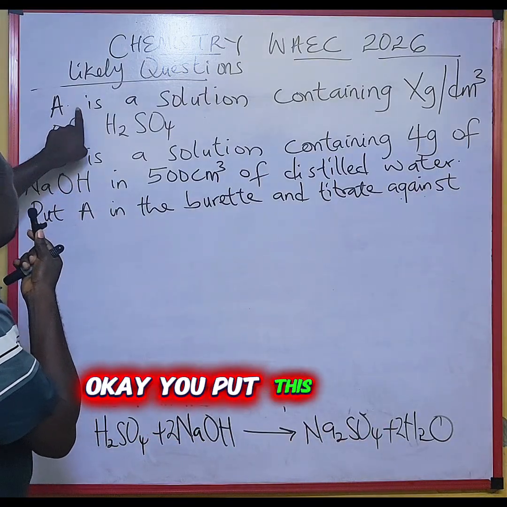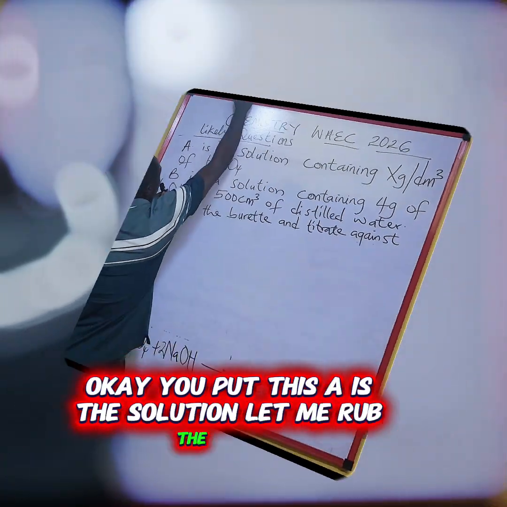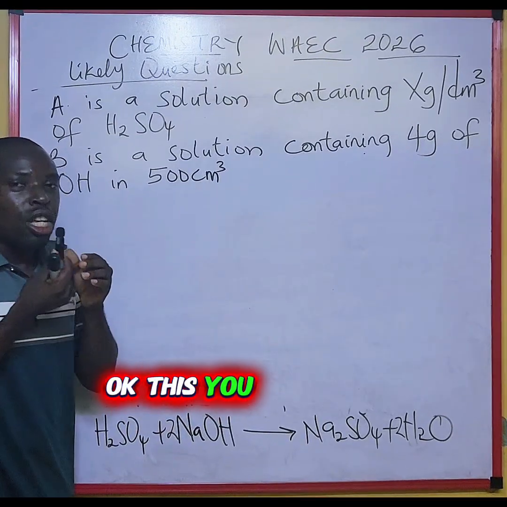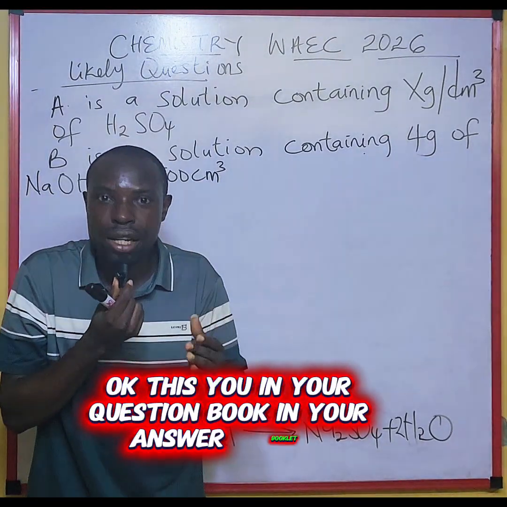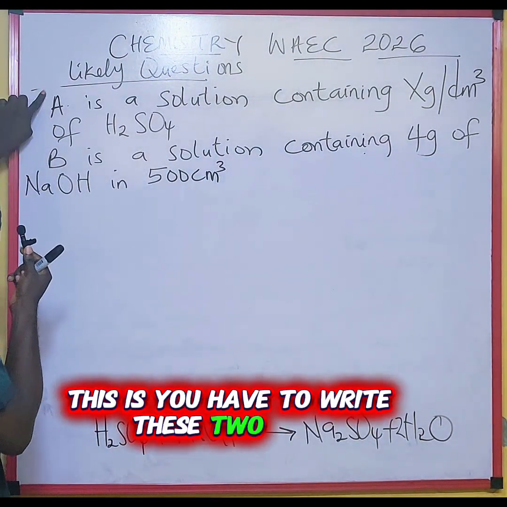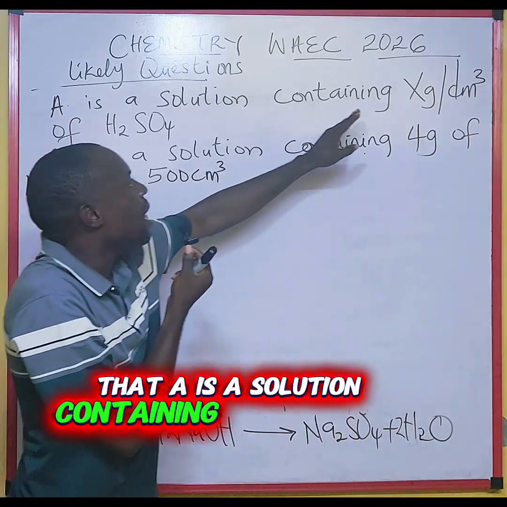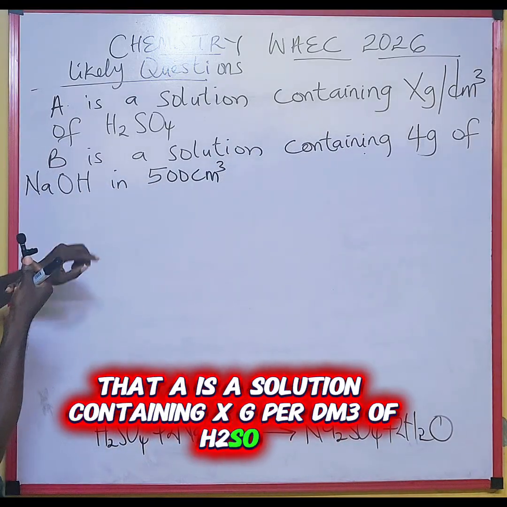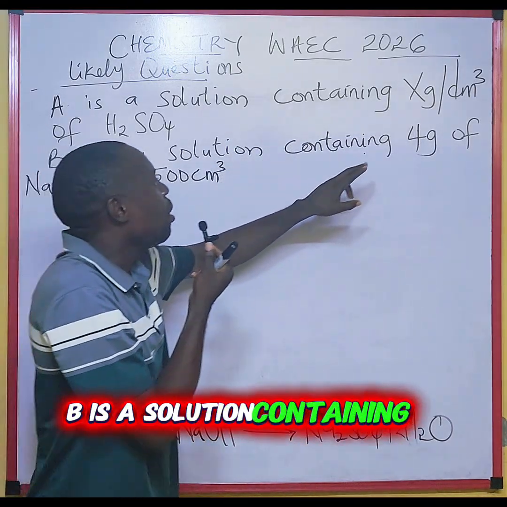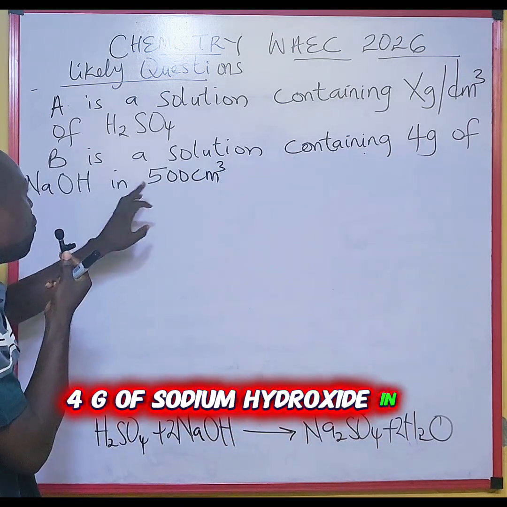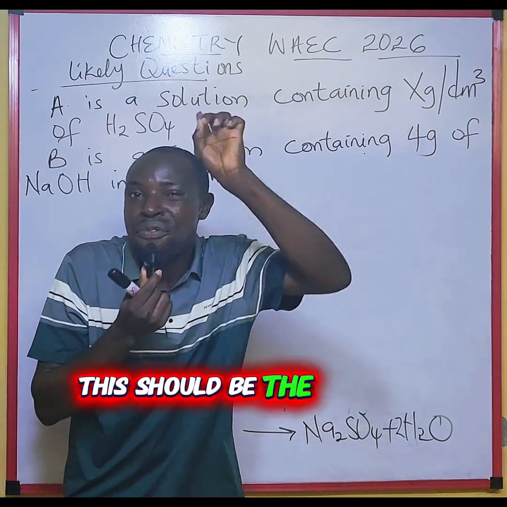Okay, you put this: A is the solution. Let me rub the board. In your answer booklet, you have to write these two first. A is a solution containing 5 grams per dm cube of H₂SO₄. B is a solution containing 4 grams of sodium hydroxide in 500 cm cube. This should be the first thing you write.